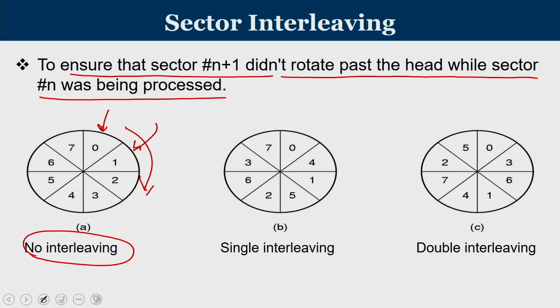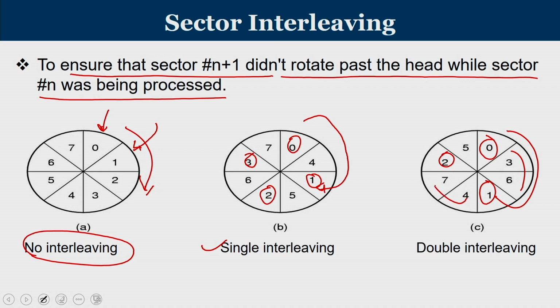No interleaving process means my reading should be in such a way that by the time I complete reading and try to go and read from the next one, the next sector should be ready. So, here I read 0, but by the time I process and come down, the sector is actually 1 that is kept. If there is an interleaving like this, then it is a single interleaving. I can have double interleaving also, where 0, 1 and 2, the adjacent ones are being separated by 2. So, the sector interleaving ensures that one particular sector did not rotate past the head while the previous sector is being processed.